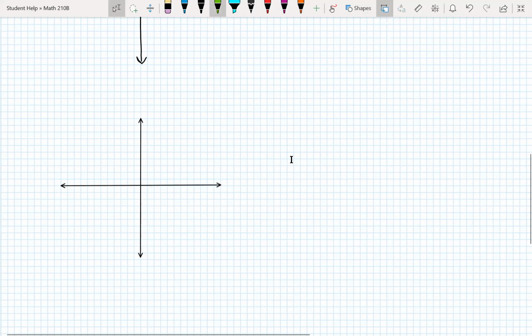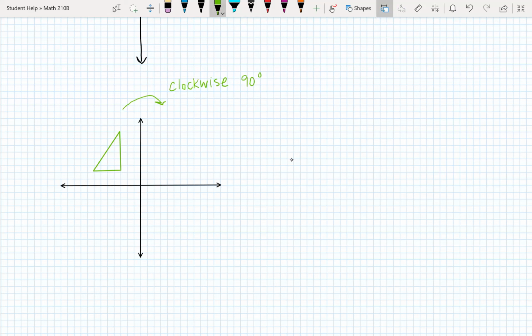And let's start with a triangle over here. I'll just draw something like this. And suppose I want to rotate this clockwise 90 degrees. All right. Now, the thing that's sort of interesting about this is that what we're doing is we're counting from that origin how many spaces we're going over to the left and how many spaces we're going up. And then we're going to switch that.